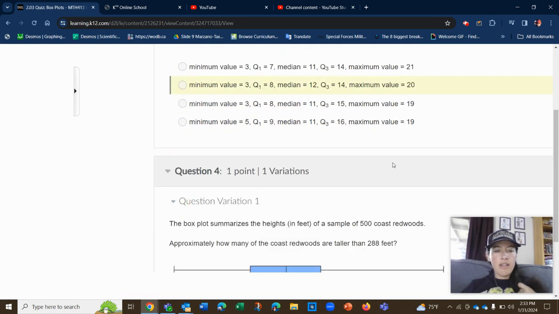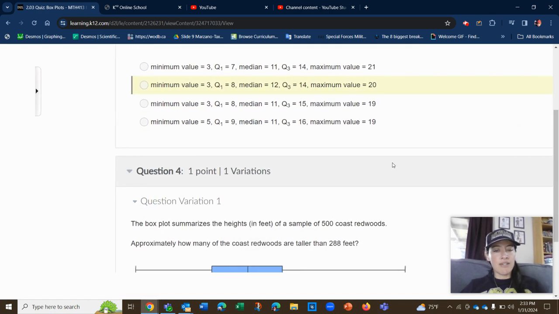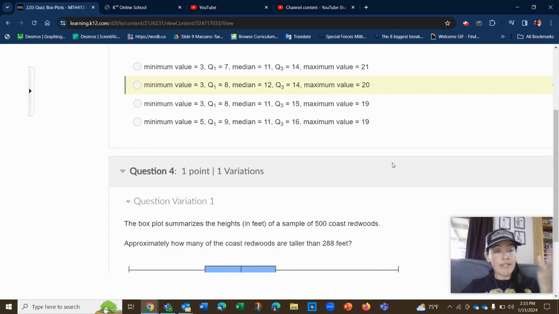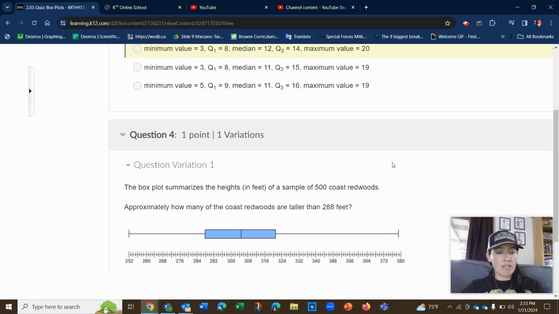Question variation 1. The box plot summarizes the heights in feet of a sample of 500 coast redwoods. Cool. Approximately how many of the coast redwoods are taller than 288 feet? Approximately how many are taller than 288 feet, right? Because we don't really know much besides what our box plot is telling us.